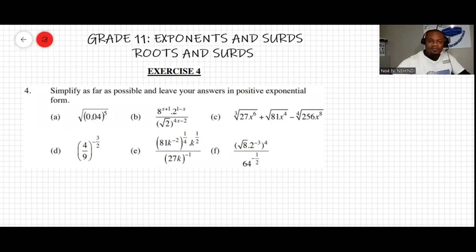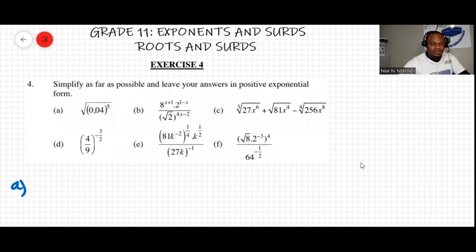Now, we're going to do question 4 here in exercise 4. The question says simplify as far as possible and leave your answers in positive exponential form. Now, question A. Here says what?